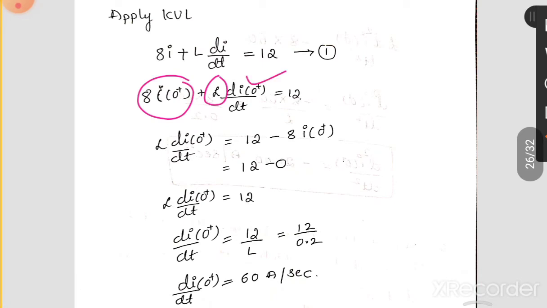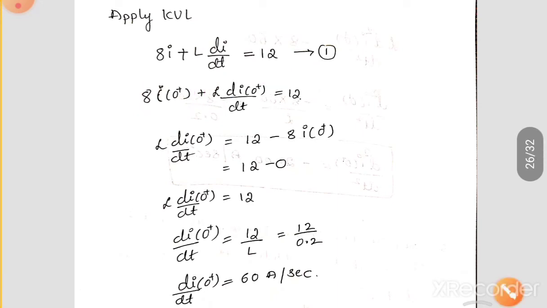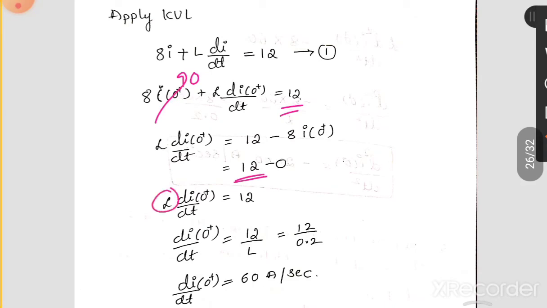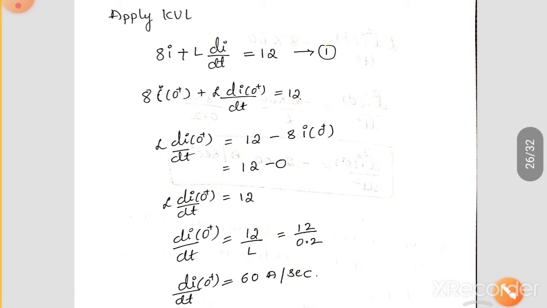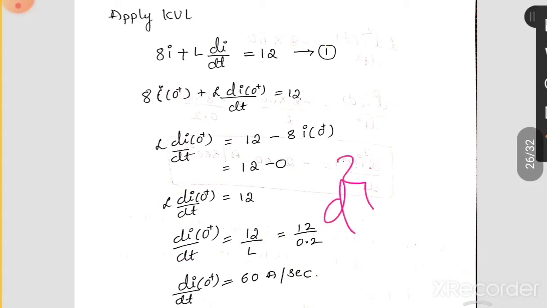It's just a simplification. Whatever values we know, just substitute in this. So here I of 0 plus value is 0, and L into di by dt equal to 12. L value we know, that is 0.2 Henry. So di by dt will be equal to 12 divided by L, which is 12 divided by 0.2, which gives us 60, and the unit of di by dt will be ampere per second.